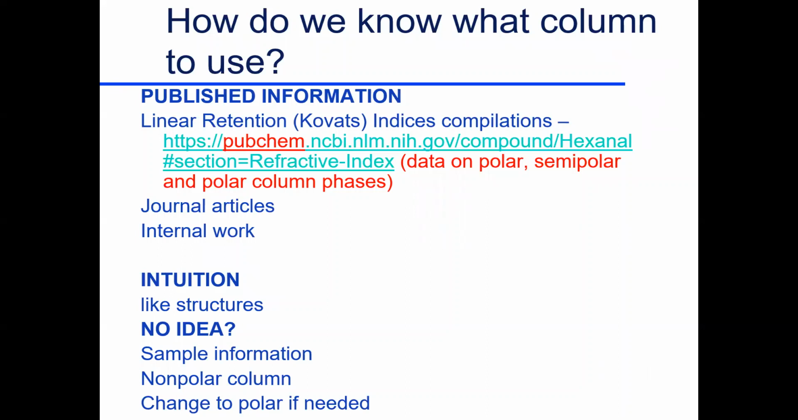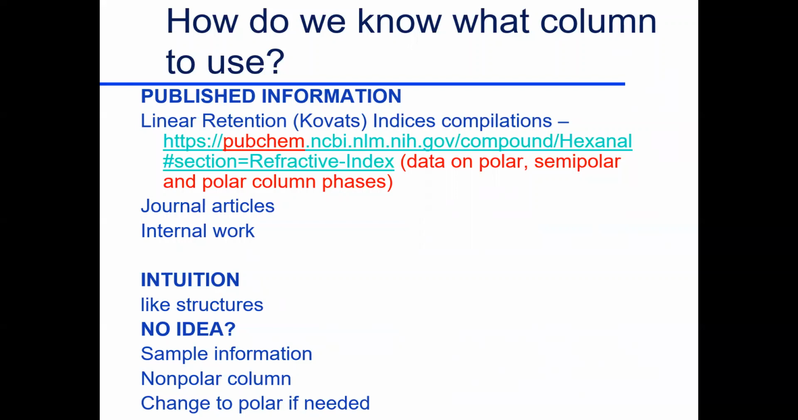How do we know what column to use? So we've got 3 different choices, 3 different types of column. How do we know which one to use? Should it be nonpolar? Should it be partially polar, called oftentimes semi-polar, or should it be polar? And this is where we find the literature handy.